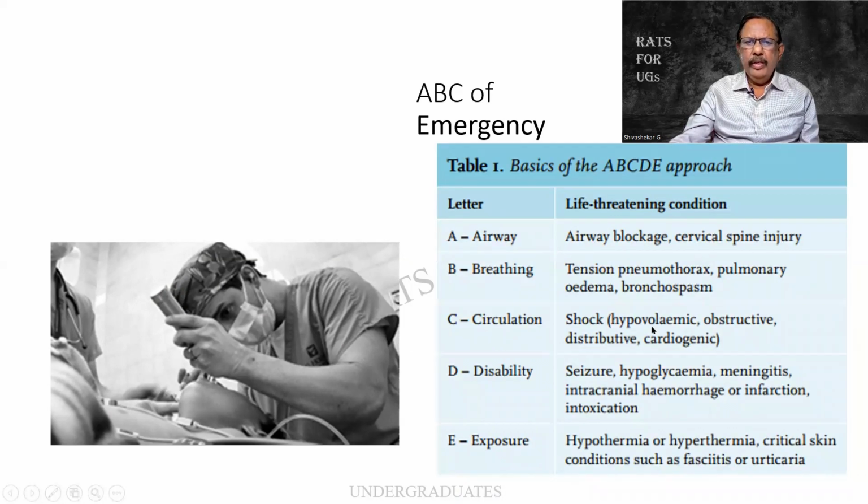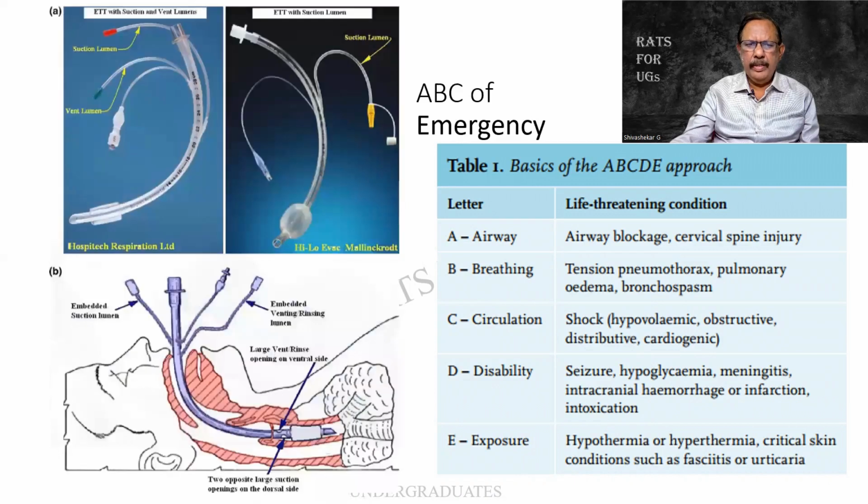So any interference with breathing will have to be sorted out. C is circulation. It can be shock, cardiogenic or various other causes. Disability in the form of seizures or an infarction, intoxication, etc. Exposure, hypothermia, hyperthermia, and there can be critical conditions. So A, B, C, D, E. These are the first steps to be taken in handling an emergency.